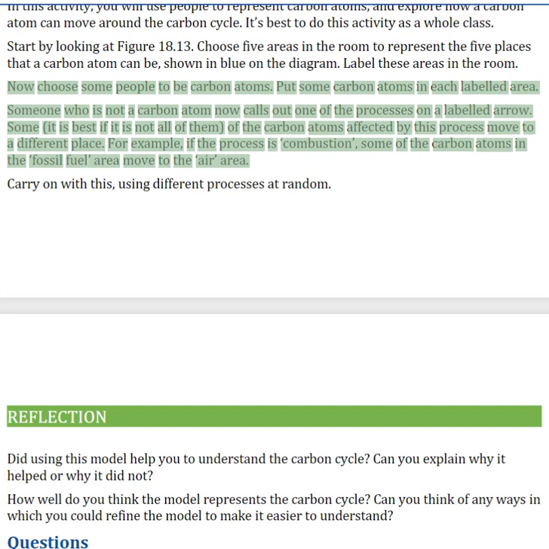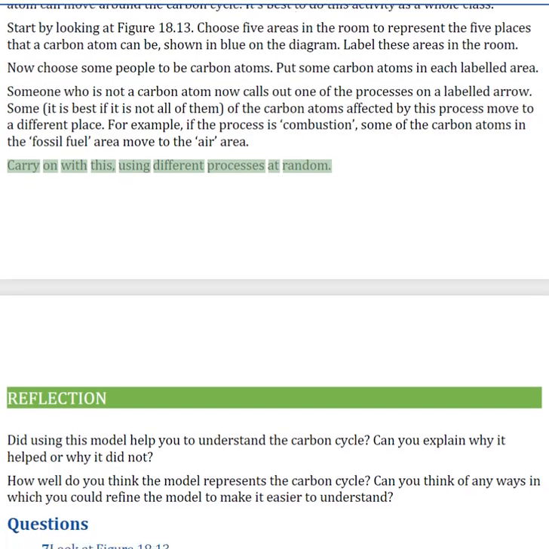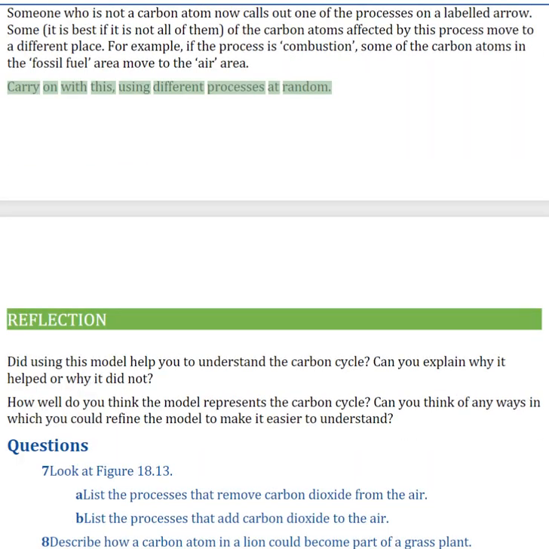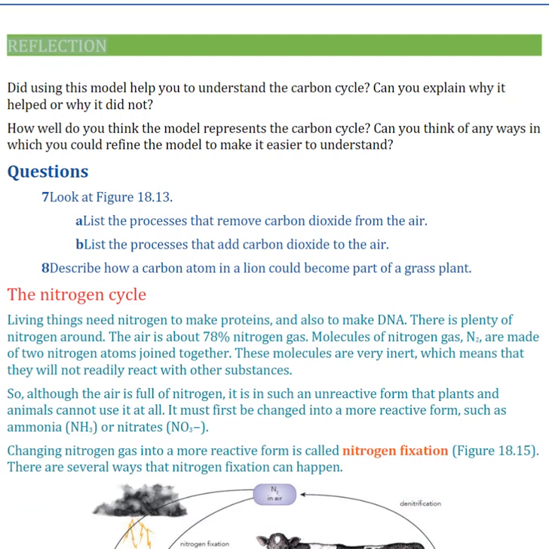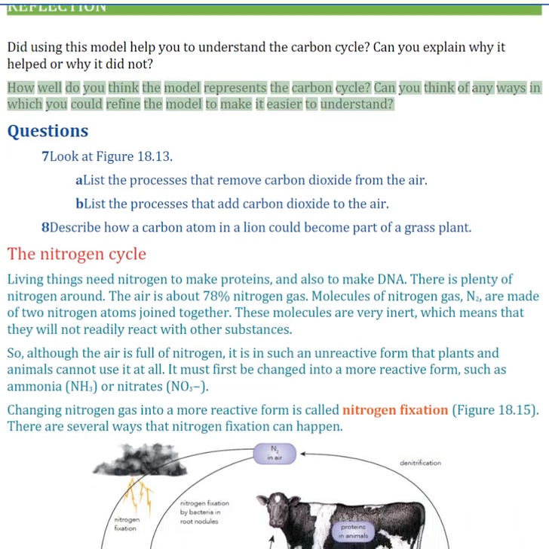Someone who is not a carbon atom now calls out one of the processes on a labeled arrow. Some of the carbon atoms affected by this process move to a different place. For example, if the process is combustion, some of the carbon atoms in the fossil fuel area move to the air area. Carry on with this, using different processes at random. Reflection. Did using this model help you to understand the carbon cycle? Can you explain why it helped or why it did not? How well do you think the model represents the carbon cycle? Can you think of any ways in which you could refine the model to make it easier to understand?